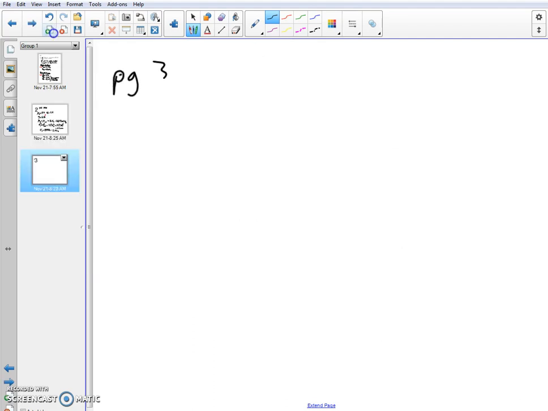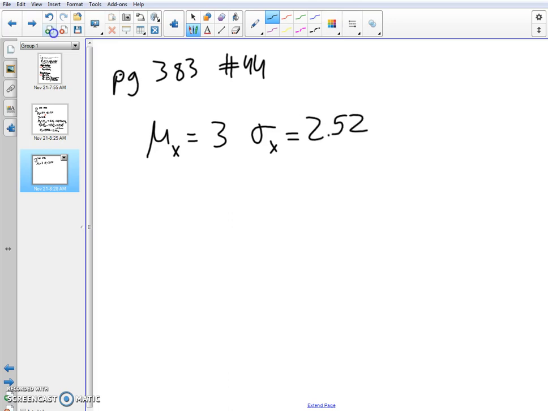This one is on page 383, number 44. So go ahead and turn to that and read it. So we're given a distribution here where we have our random variable X, which is the profit. And they give us the mean of X is 3. The standard deviation of X is 2.52. So this is just the given information that we're going to use here.